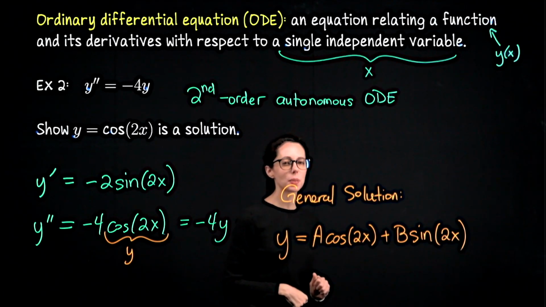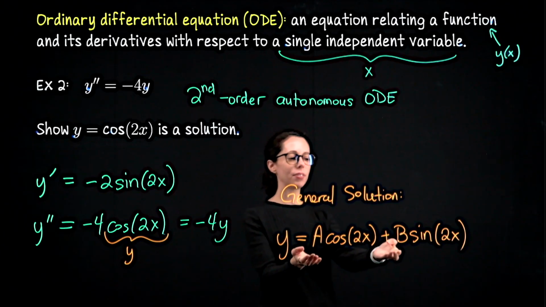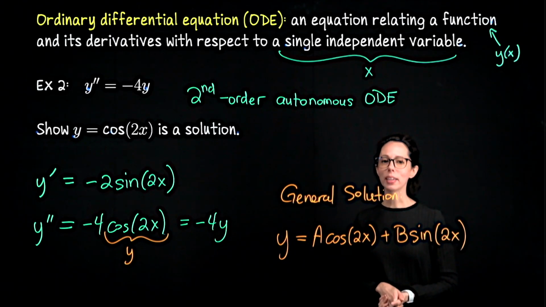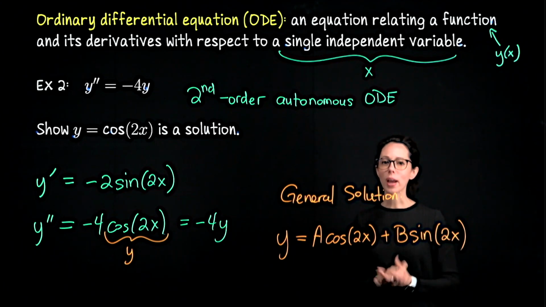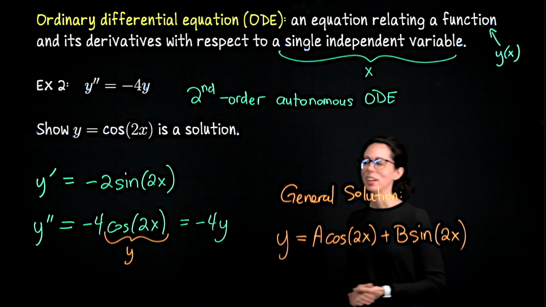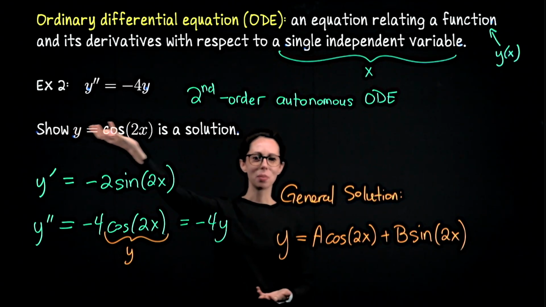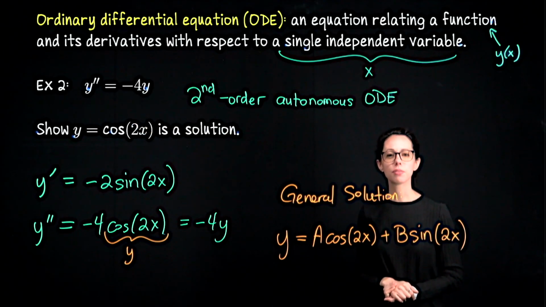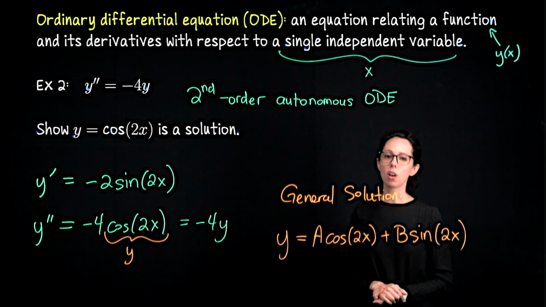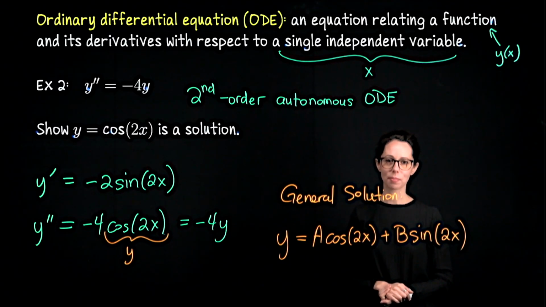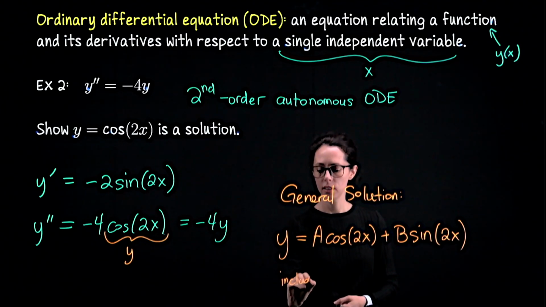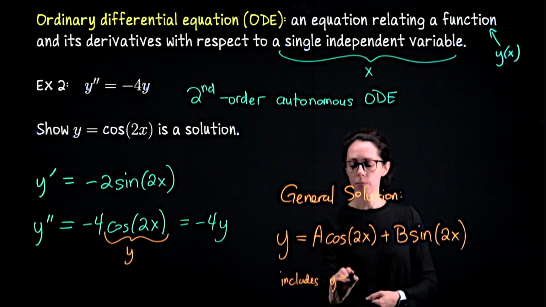There's one kind of special solution here, which is that if you take both a and b to be 0, you're looking at y equals 0. Now, if y is the constant 0 function, y double prime is 0, but also negative 4 times y is also 0. So the constant function y equals 0 is also a solution to this differential equation. So let me make a note here. Includes y equals 0.